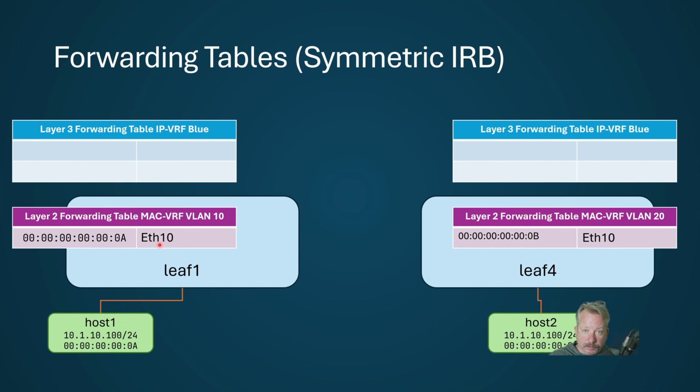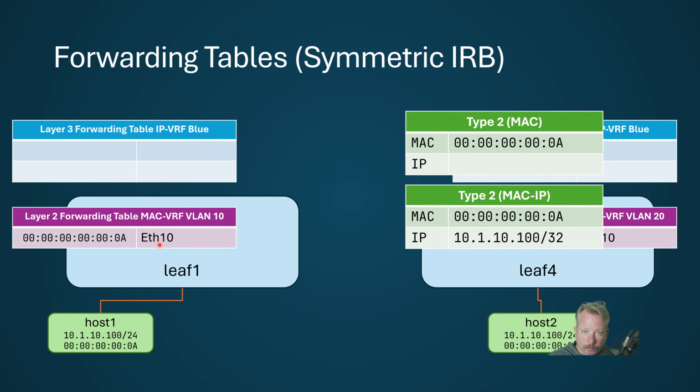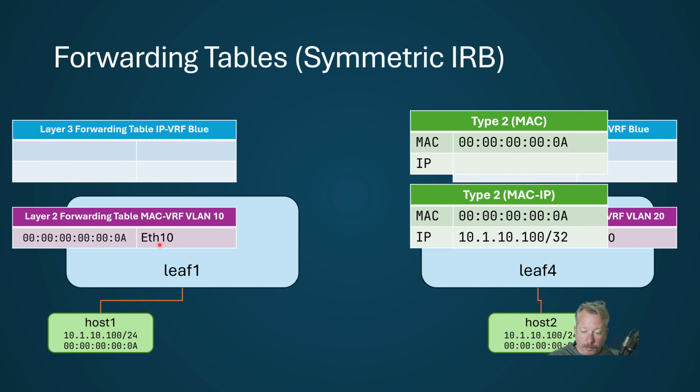But it also learns the IP address, and it's going to generate what's called a type 2 route, a MAC route and a MAC IP route. So it's actually creating two type 2 routes. The MAC route just has the MAC address. The MAC IP route has the MAC and IP, which is used to populate the ARP tables of the other anycast gateways. So they're going to go over to Leaf 4 and to the other leaves as well, but it's going to go to Leaf 4 in this case.